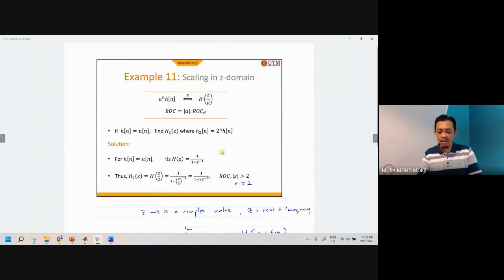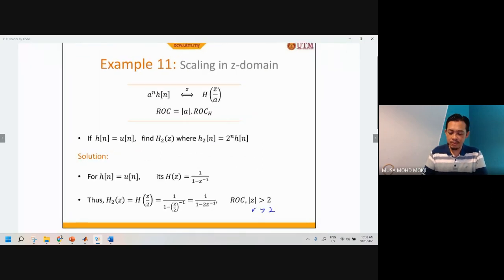All right, so scaling in Z domain. Let's see one example. If h[n] is equal to u[n], find h2[n], where h2[n] is actually equal to 2 to the power of n times h[n]. So what does this mean? If you write it in full, this is actually 2 to the power of n u[n]. Okay, so we are already familiar with this form, so we can refer that to some table. This is pair number 5.